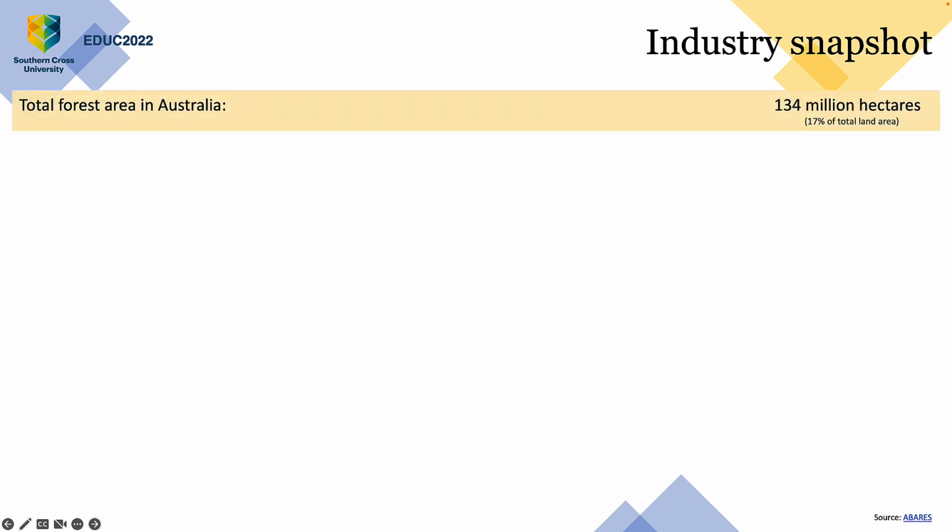Okay, so a snapshot of the industry. So in terms of total forest area in Australia, there is currently, and these are fairly recent figures, I've got the source down the bottom there from ABARES, the Australian Bureau of Agriculture and Resource Economics and Statistics. So currently there's about 134 million hectares of total forest area in Australia, and that's 17% of our total land area. And when you look at that, that's a very, very large number. So let's just break it down a little bit though.